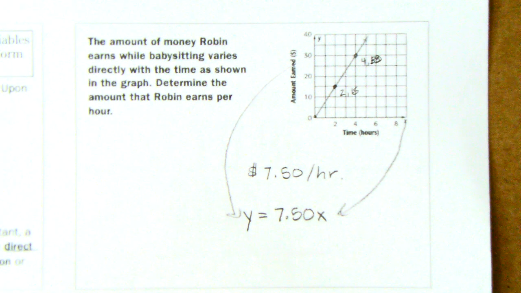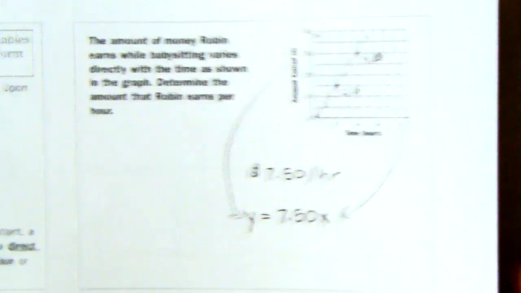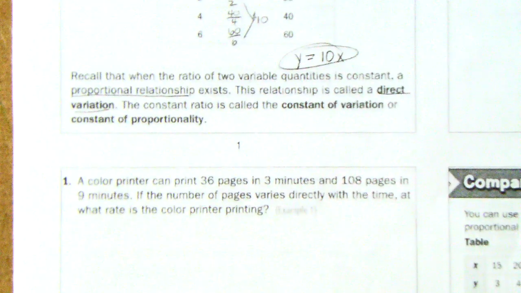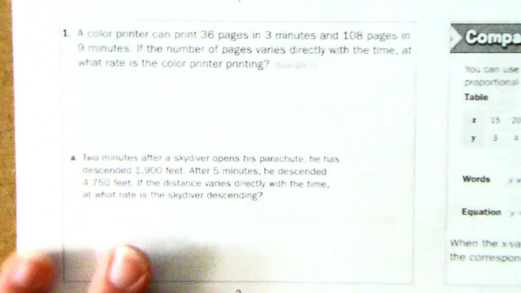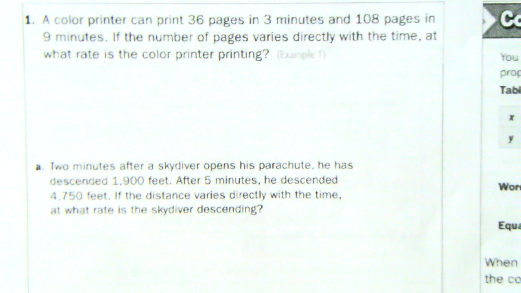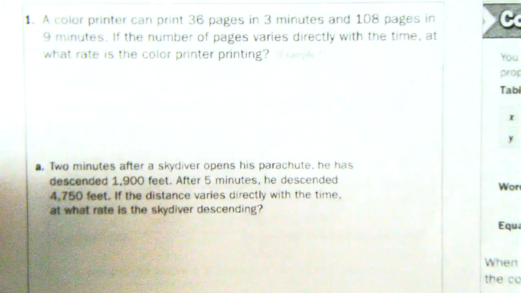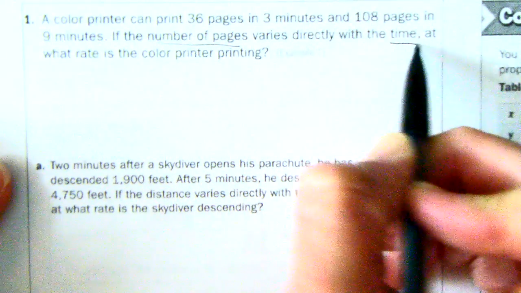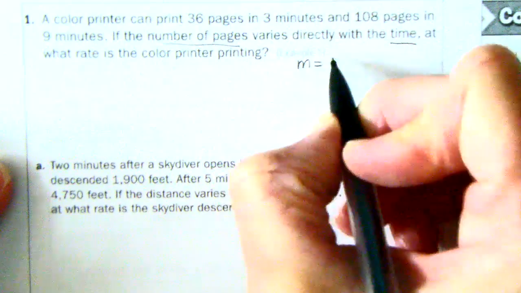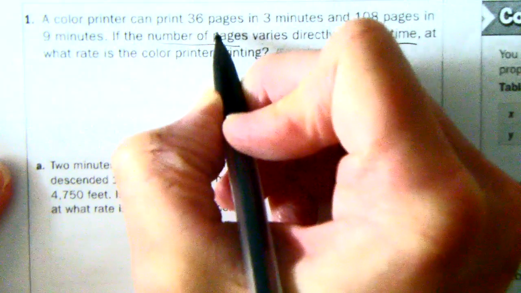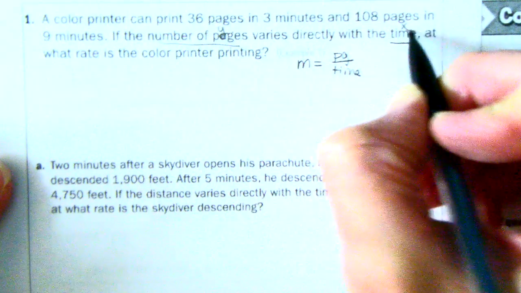Okay, so that's in a graph, and we looked at a table in our first slide. Our third slide, we're going to look at what a direct variation looks like just in a word problem, which sometimes seems more difficult, but it's just the same. Number 1 in slide 3 says a color printer can print 36 pages in 3 minutes and 108 pages in 9 minutes. And check this out, it flat out tells you the number of pages varies directly with time. So to find your constant, it is pages over time. Pages is y, time is x.